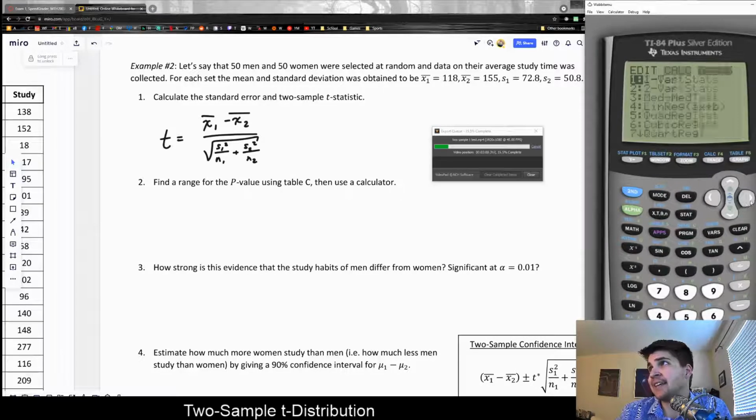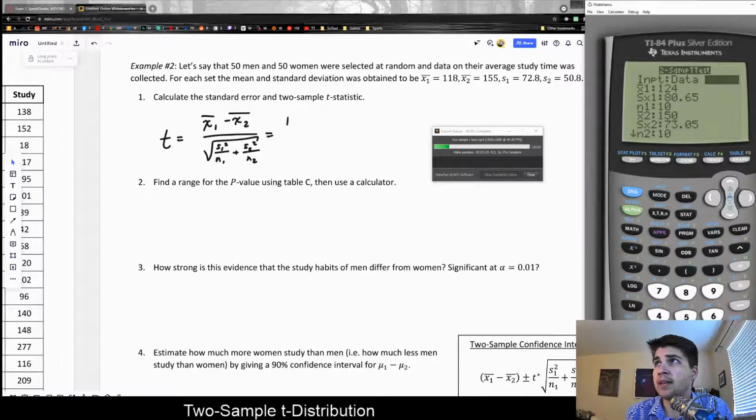So again, we need to go stat, test, two-sample t-test. If we were to plug all these things in, we'd have 118 minus 155 divided by the square root of 72.8 squared over 50 plus 50.8 squared over 50. And doing all that is fine and all, but we'll just use our calculator's feature. Get that all in there.